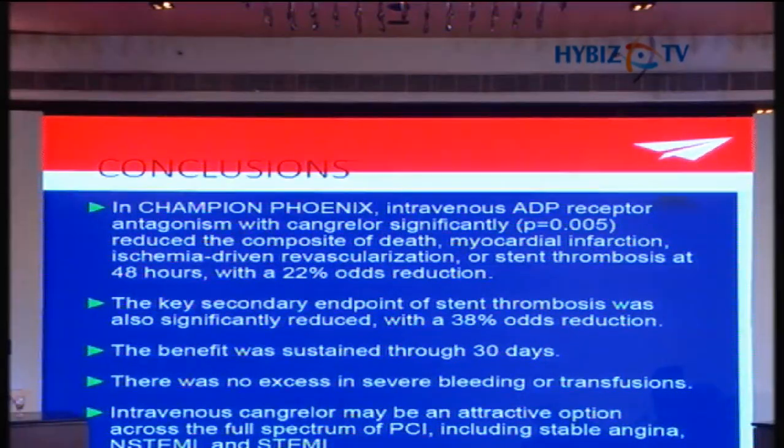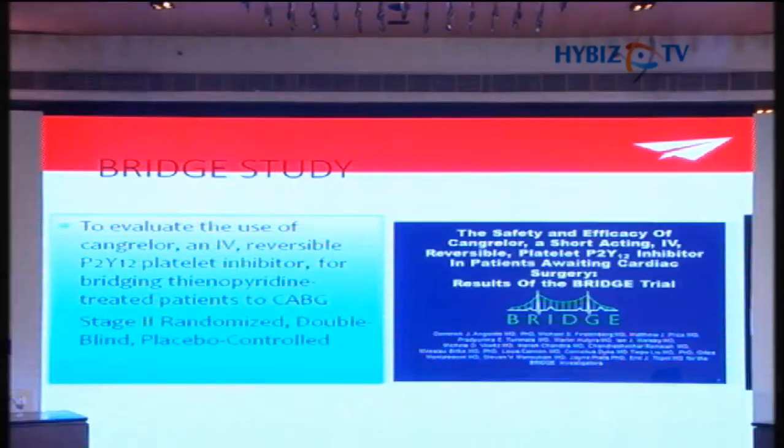The key secondary endpoint of stent thrombosis was also significantly reduced. The benefit was sustained throughout 30 days. There was no excess of severe bleeding and transfusions. So intravenous Cangrelor may be an attractive option across the full spectrum of PCI, including stable angina. I'll just take 2 more minutes, sir.